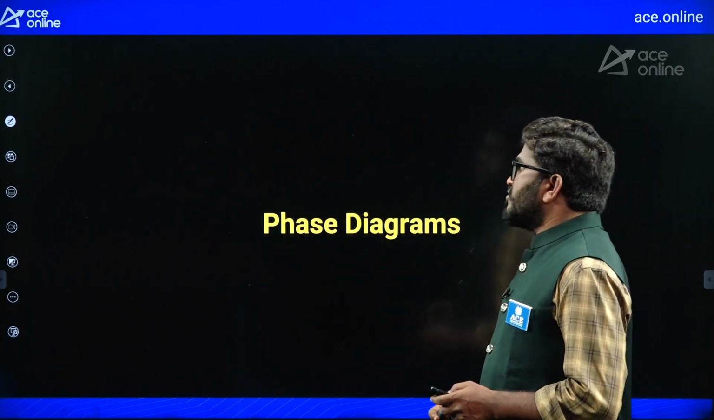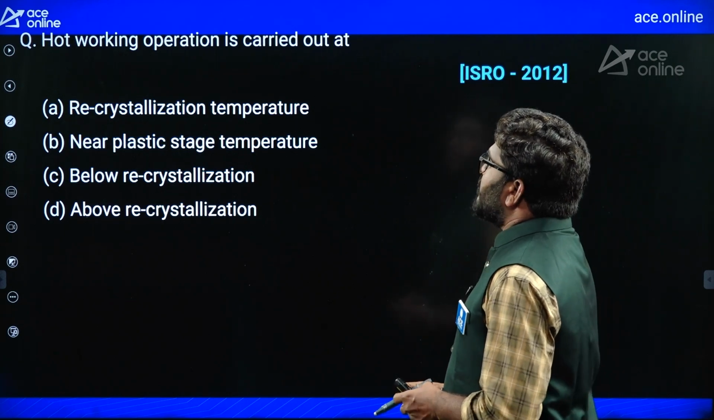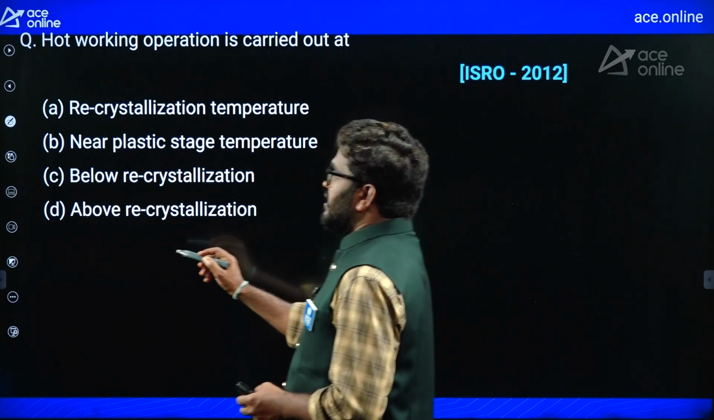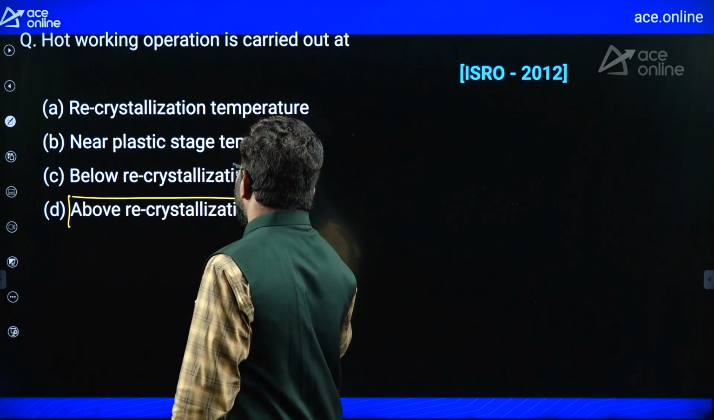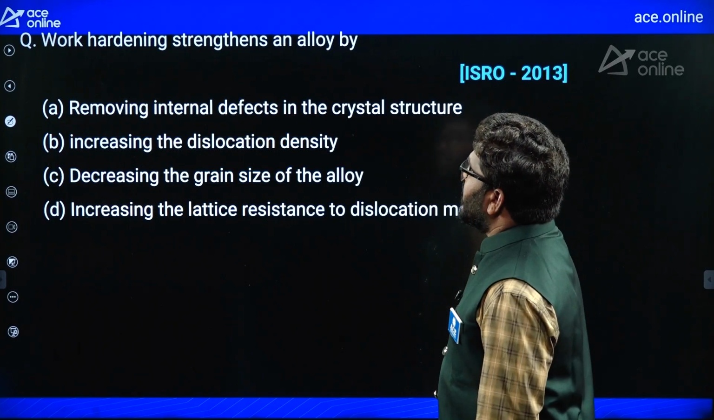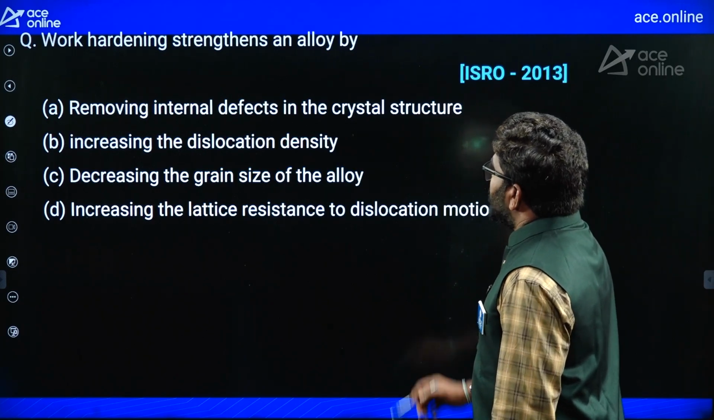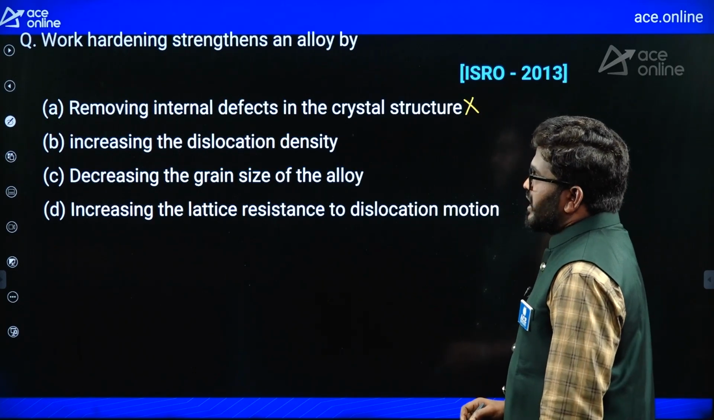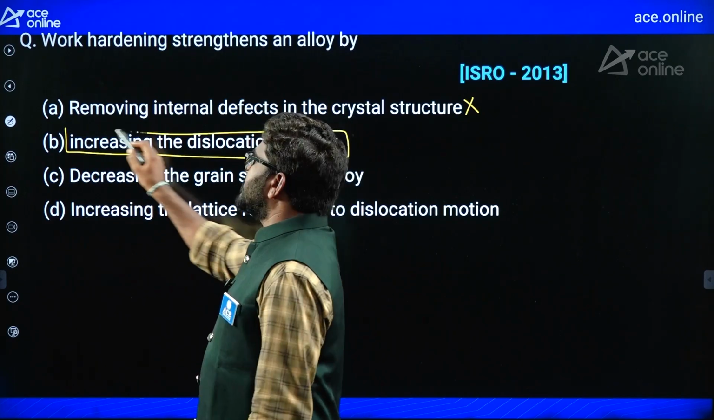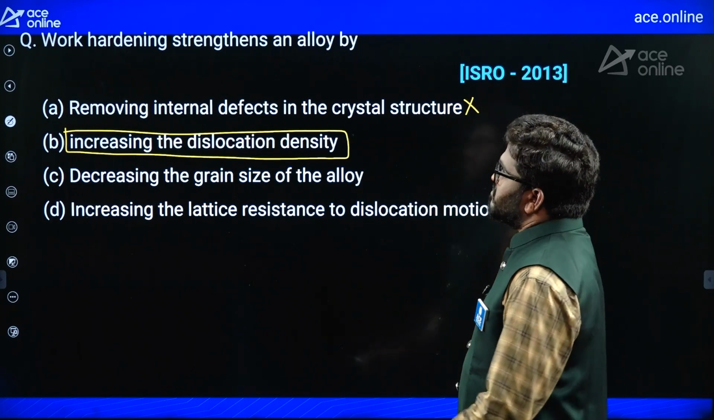Now, next come to the phase diagrams. Phase diagram questions. Now you can see, hot working operation is carried out above recrystallization temperature. Work hardening strengthens an alloy by removing internal defects, not correct. Increasing the dislocation density is correct. Work hardening is nothing but strain hardening. So by increasing the dislocation density, dislocation movement is arrested, strength of metal is increasing.